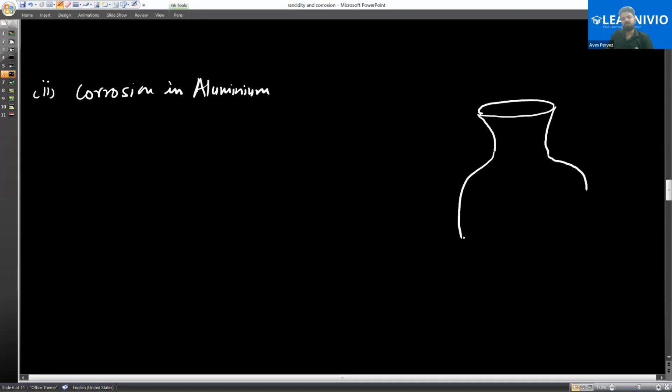To the aluminum part. So I'm talking about this one. Anand, why have you turned off your camera?